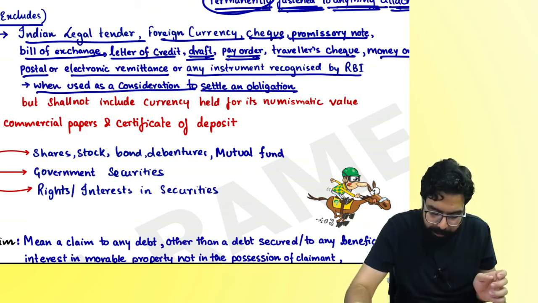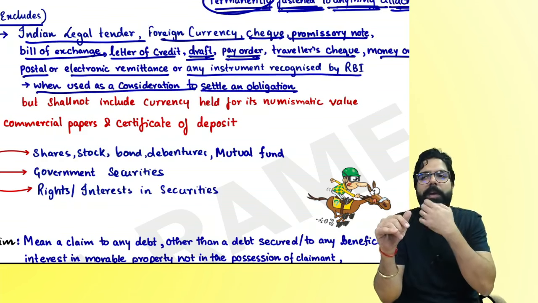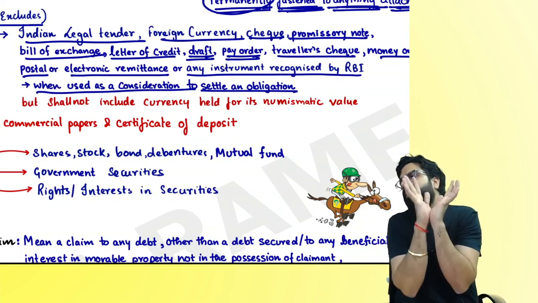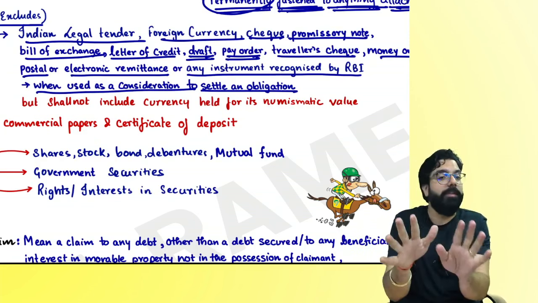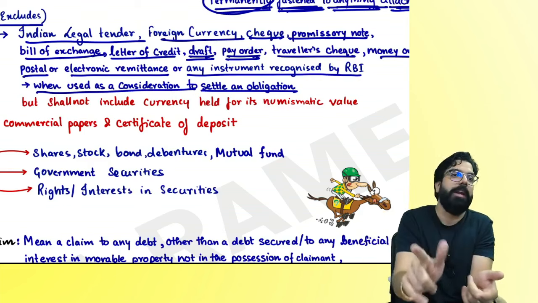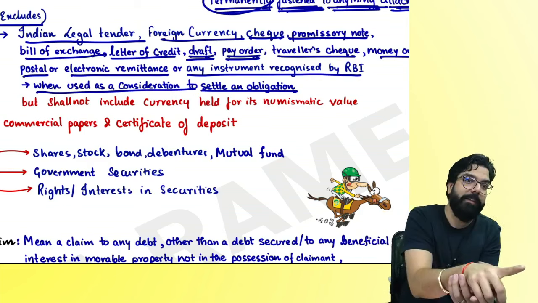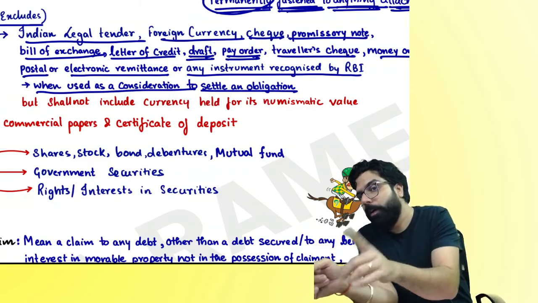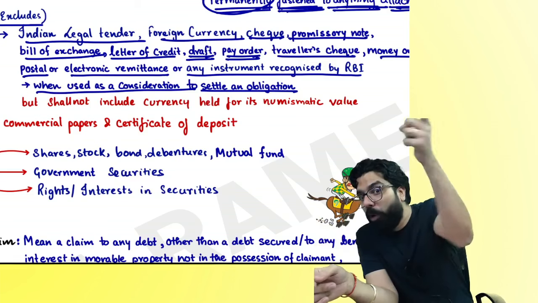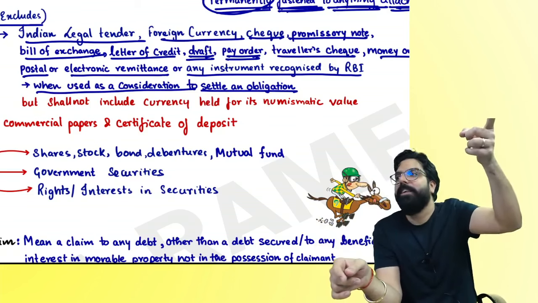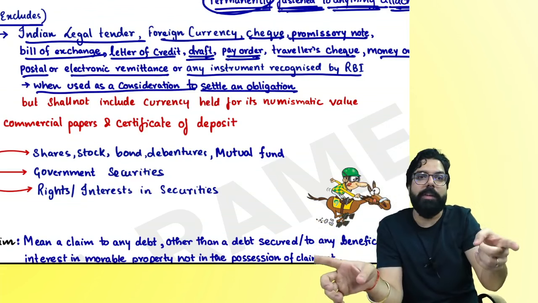So whatever is being used, for an example, if RBI has recognized some item. Bitcoins as of now are not recognized. But tomorrow if RBI recognizes Bitcoin, is Bitcoin also money? Yes. If it is recognized. As of now not recognized. So is Bitcoin money or not money? Not money. So is it movable? Yes. Is it goods? Yes.